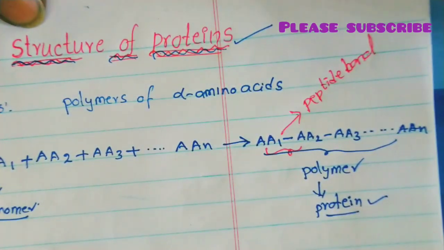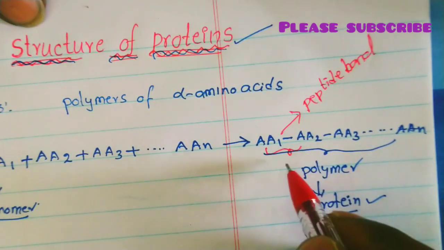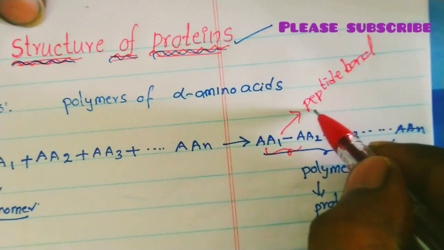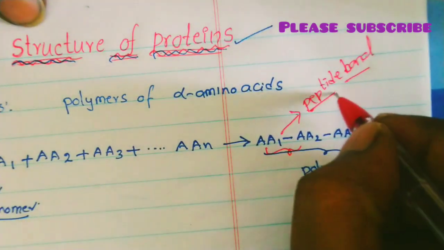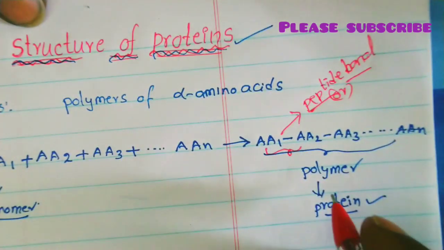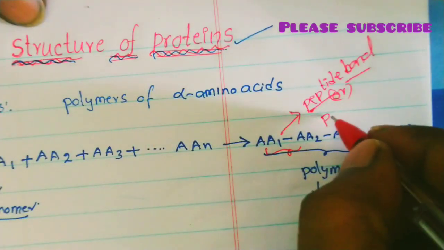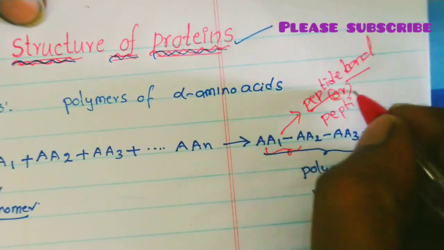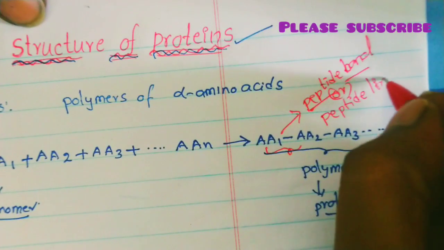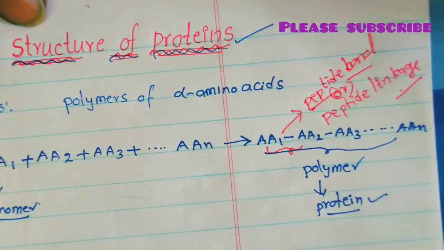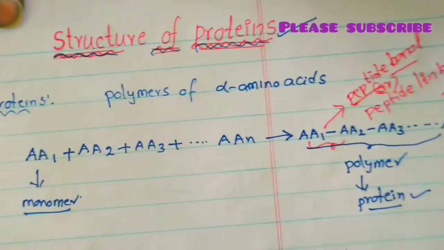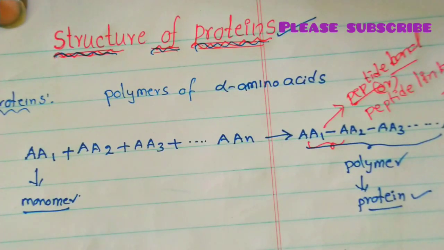What is the name of the bond between the two amino acids? The bond is called as a peptide bond. Otherwise we can call it peptide linkage. The link is also called as a peptide linkage. Now we will study about the peptide bond or peptide linkage.